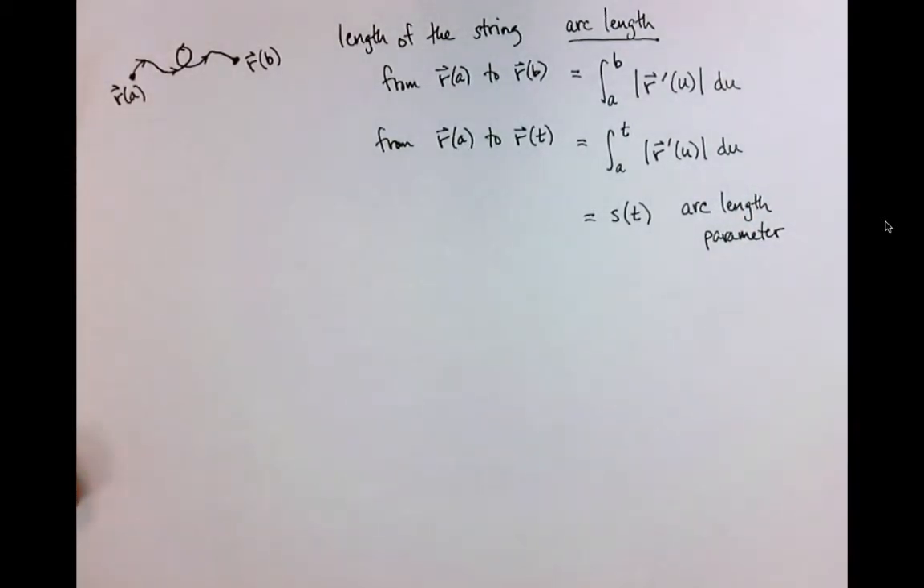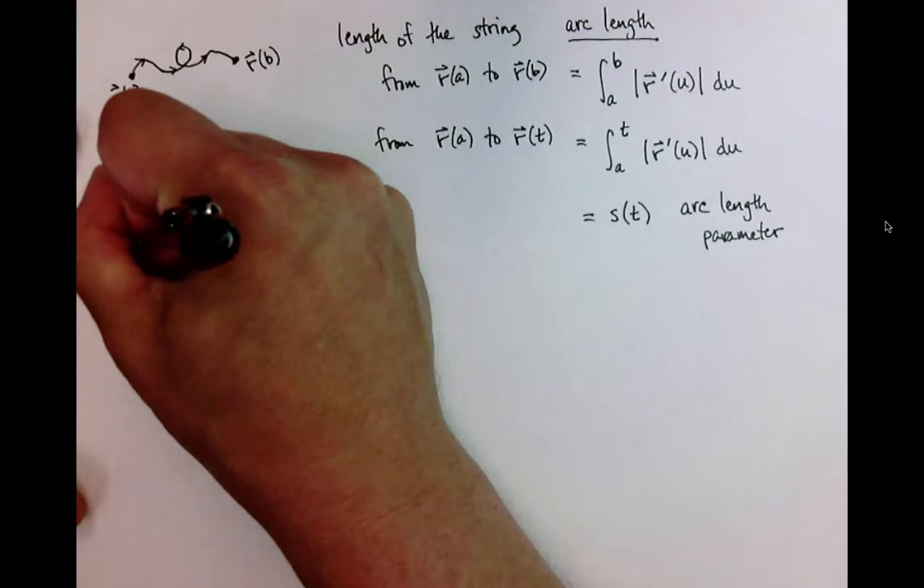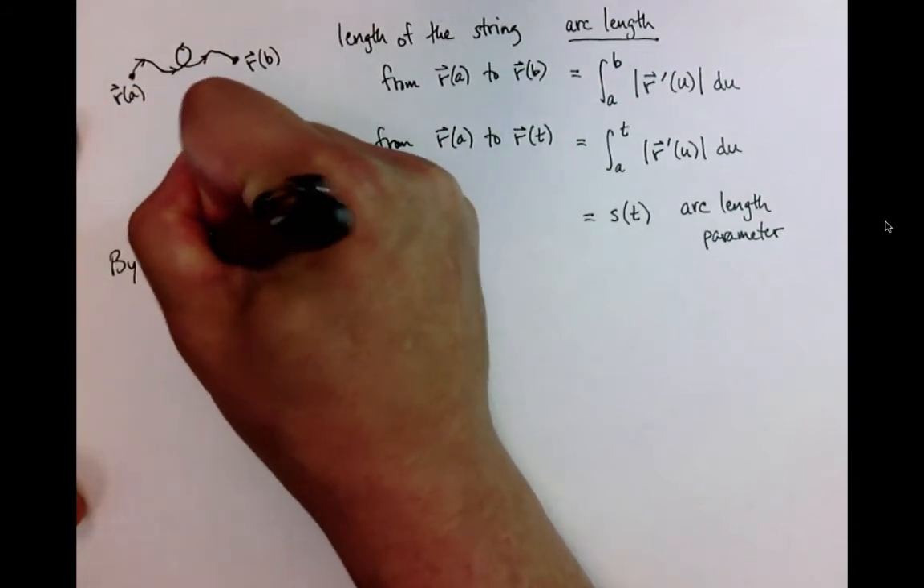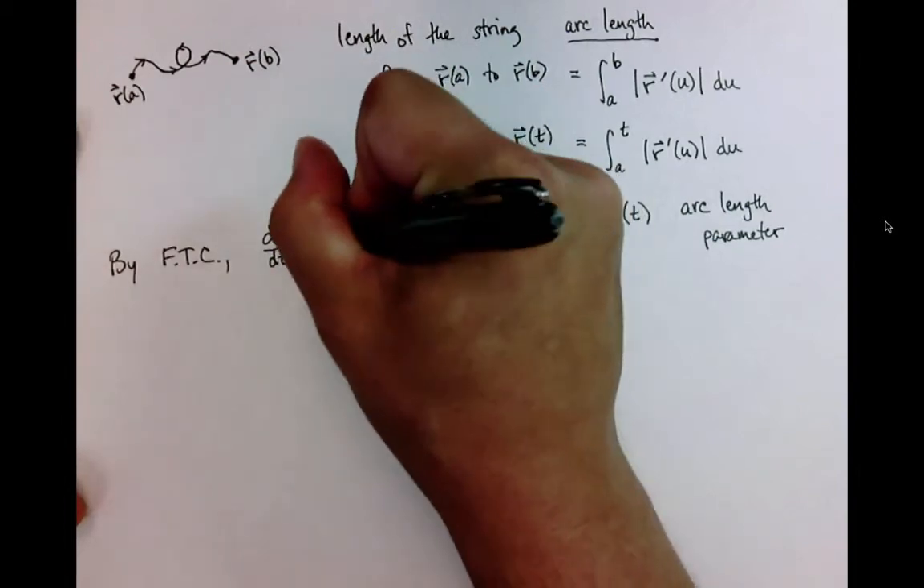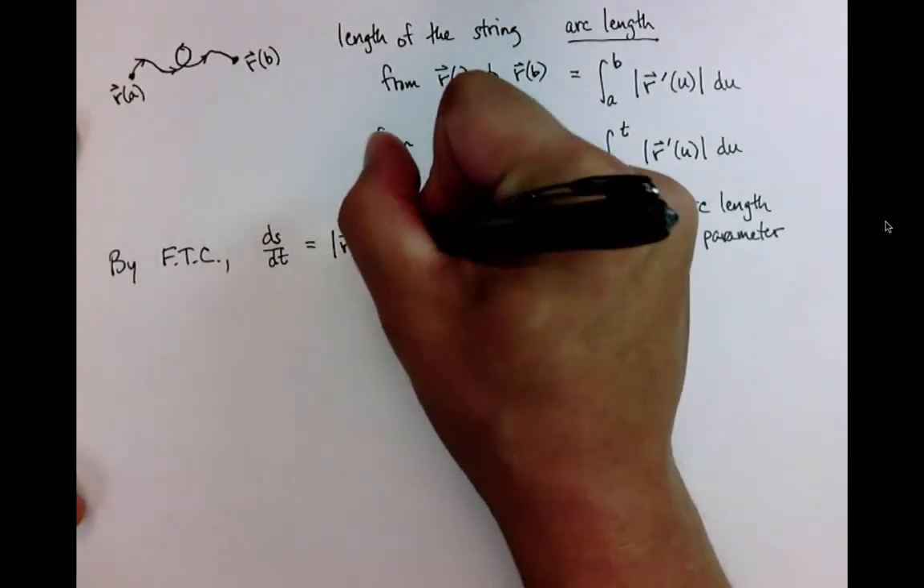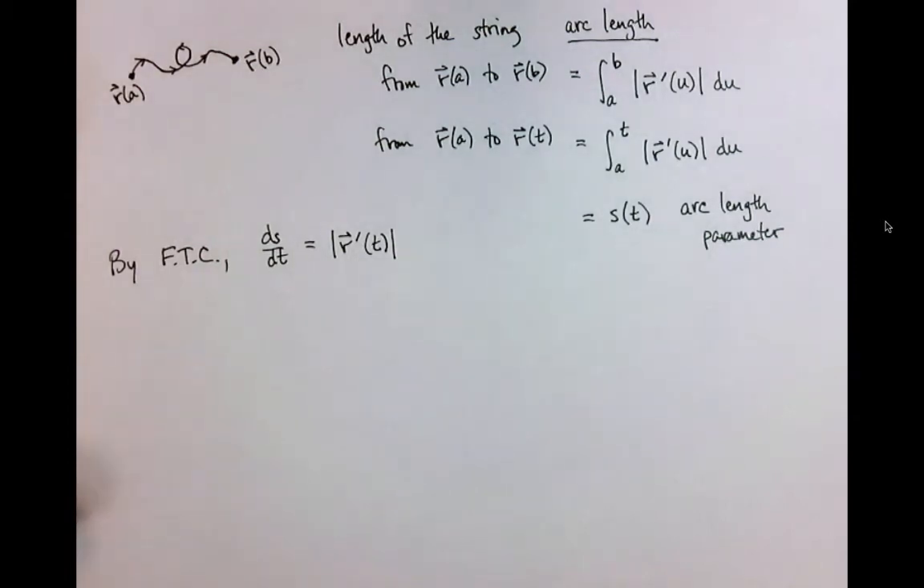So along any point along the curve, you can compute the length from the beginning to that point. And that's S. Well, S of T is defined as the integral of the magnitude of R prime. That means that by the fundamental theorem of calculus, ds dt is the magnitude of R prime at t. Right? The derivative of an integral is the thing itself.